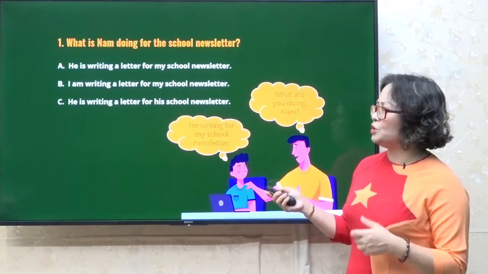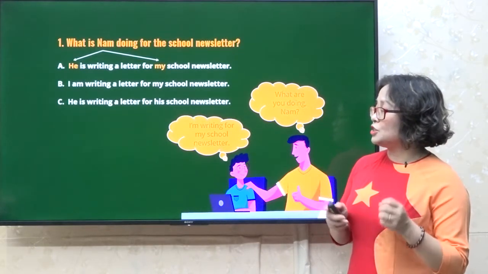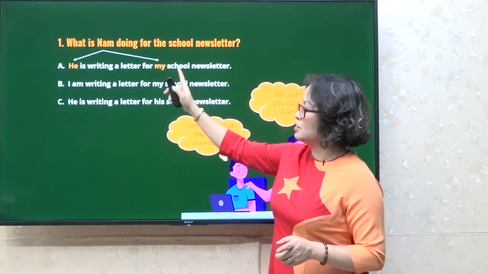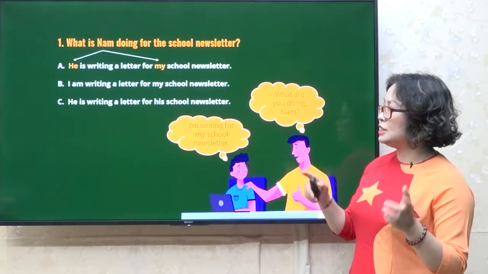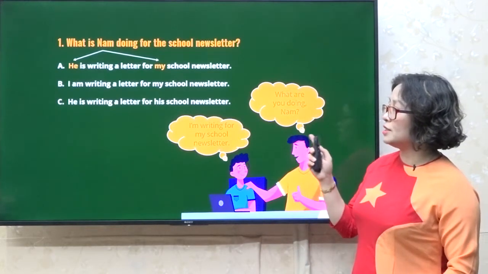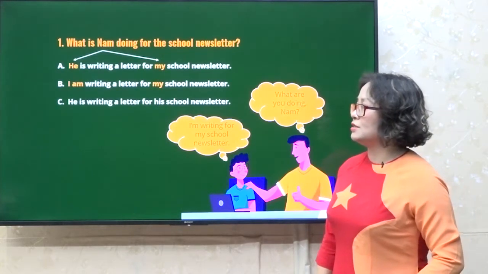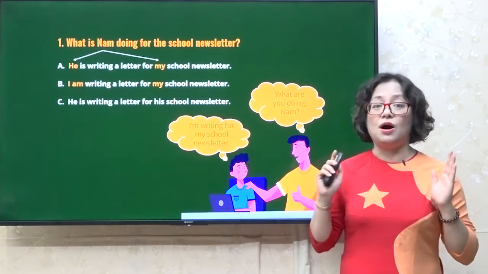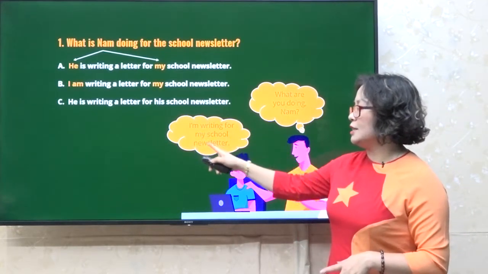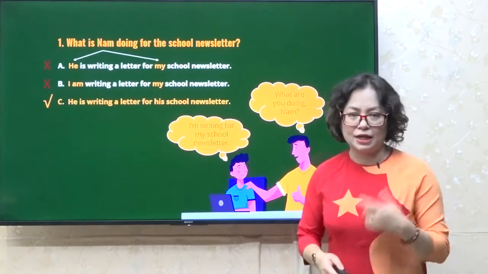So, in option A, you can see that he is writing a letter for my school. The student makes a mistake that he doesn't change my into his. So he's writing a letter for his school newsletter. So option B, I'm writing a letter for my school. There is no change in this option. They copy the same sentence in the conversation and to the option B. So C is the correct answer.